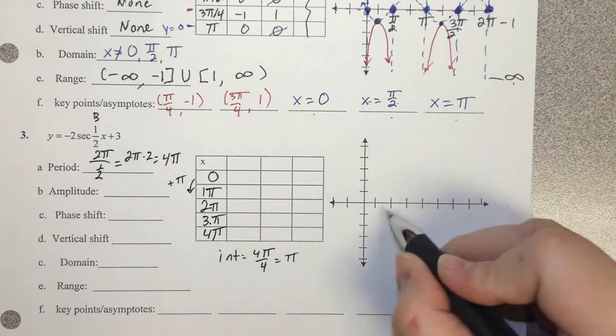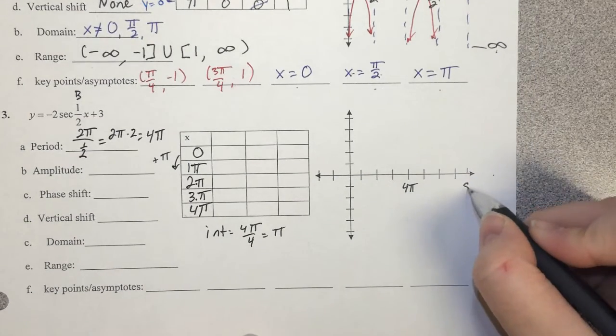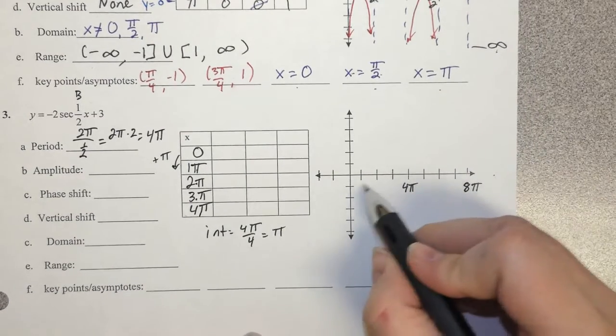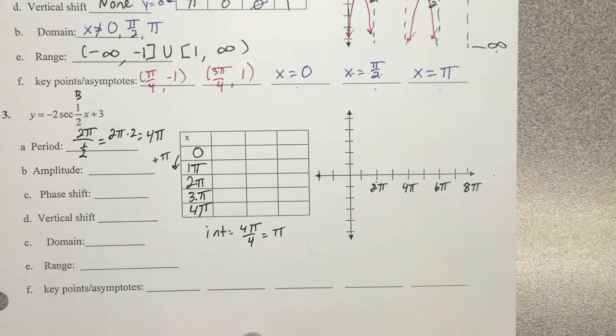All right, 4 pi is going to go in the middle here, end of the first cycle, double it, and I'll have 8 pi. Middle tick is going to be 2 pi, in the middle here is going to be 6 pi.